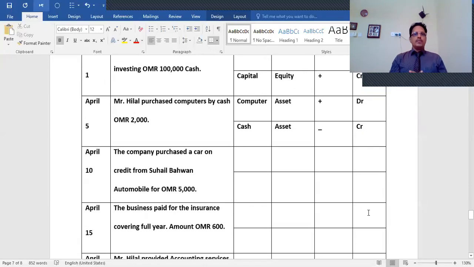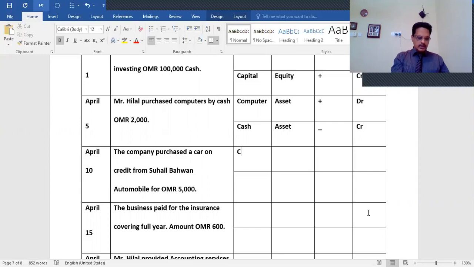So that you understood. Now the company purchased a car on credit from Suhail Bhavan Automobiles for 5,000 Riyal. First, you have to understand, whenever you see purchase, don't automatically debit the purchase account. Whenever goods are purchased, the purchase account will be debited. Otherwise, for a car or machine or furniture, fixtures, land, building, premises, vehicle, or real estate, whatever it may be, the respective asset account will be debited.